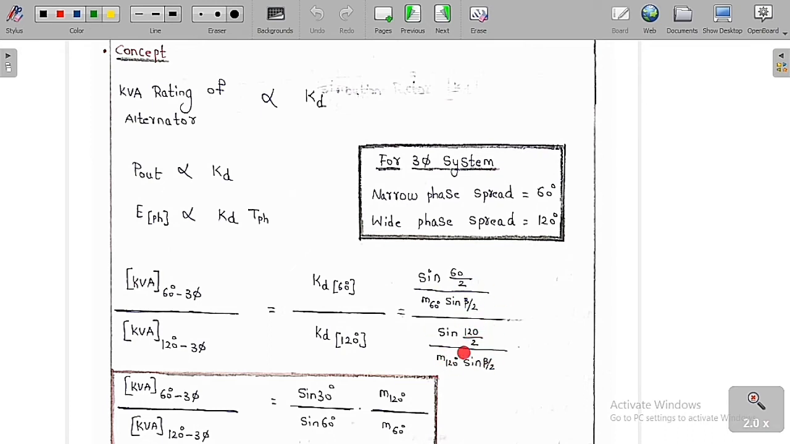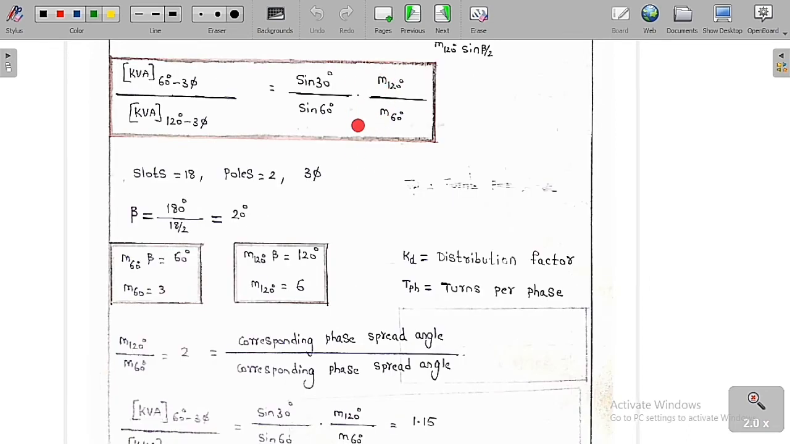So if you do simplification of these two things, finally we are going to get sine 30 by sine 60 into the m value for 120 degree phase spread by m value for the 60 degree phase spread. So if you know these two values, you can easily simplify and you can easily tell in which phase spread you are going to get the huge amount of KVA. Now we are going to see how to do the simplification of this one.